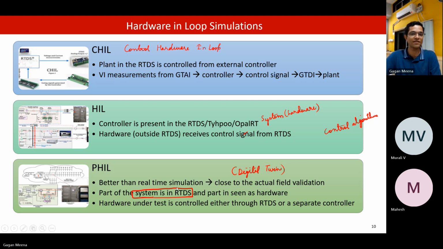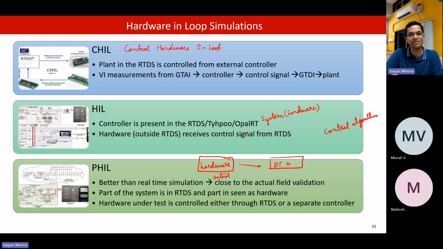But here, sorry, in PHIL, if we consider a digital twin, then a model of the actual hardware is within the RTDS, and the actual hardware will communicate with its digital twin. Otherwise, a part of this hardware and a part of a bigger system can be within the RTDS, and the rest of the system can be this actual hardware. That is also possible.